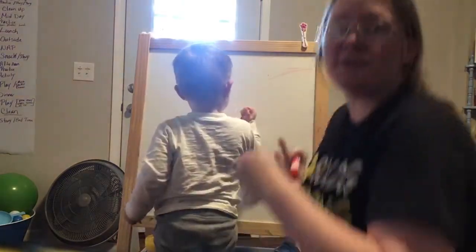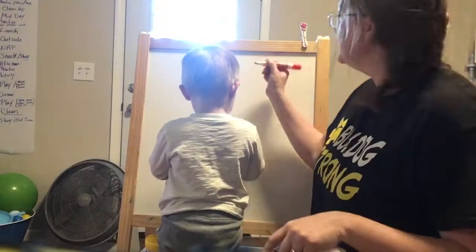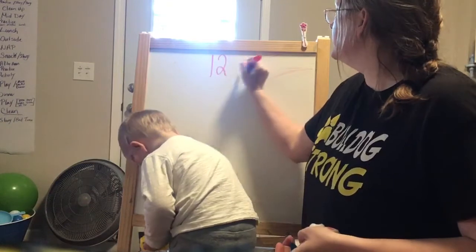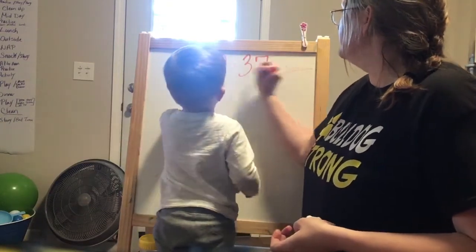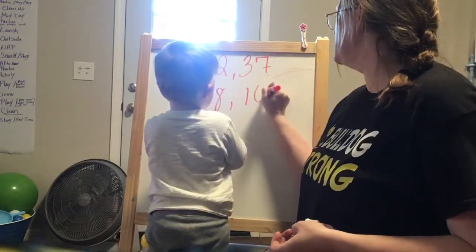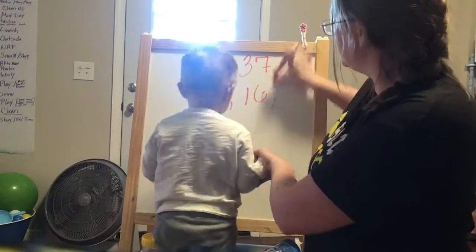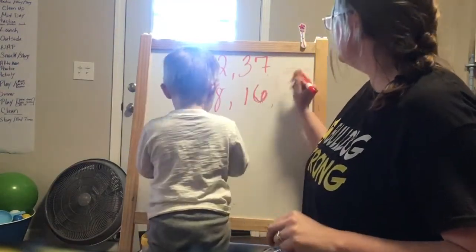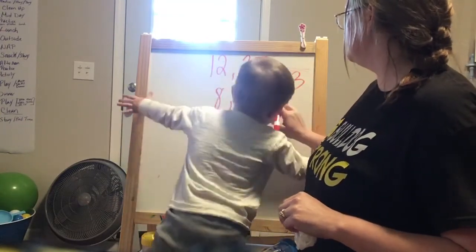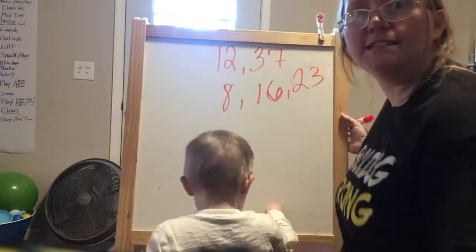So we'll start with a data set. You're going to have about 5 numbers. Sometimes you may have more than that. But we'll do 12, 37, 8, 16, and to keep it at 5, we'll do 23. So you have 12, 37, 8, 16, and 23.